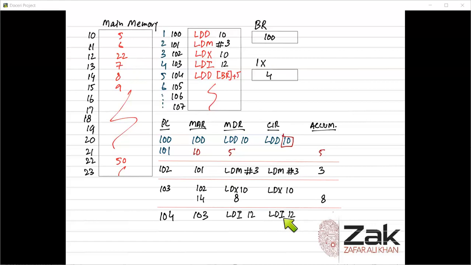So since it is LDI, this is indirect. System will place this 12 in MAR. From MAR, 22 will arrive. Then this 22 will be placed in MAR again because this is not the data. This is the address of the data. This was an indirect command. So this 22 will be placed in MAR and from this address 22, now the content 50 will arrive in MDR and from MDR it goes to accumulator. Get the idea? That is how it works.